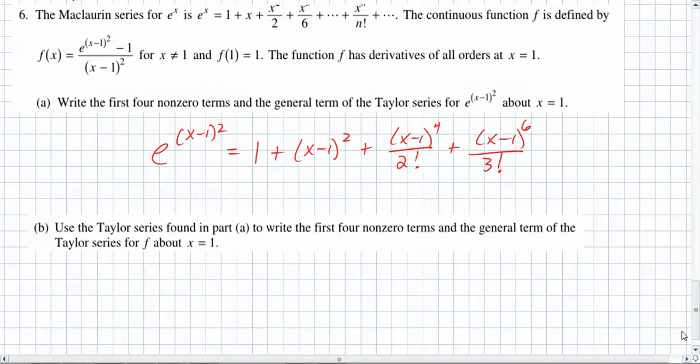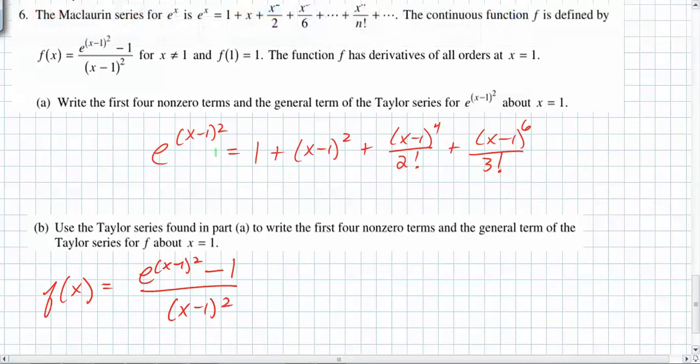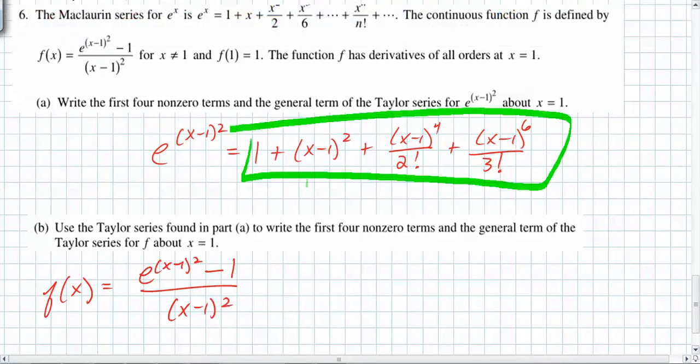Here's the thing. What did it define f as? What is f of x? It tells f is the function you're dealing with, right? e to the x minus 1 squared, the whole thing minus 1, all over x minus 1 squared. So you subtract 1, what goes away? The 1. And then you divide every single term by what? x minus 1 squared.